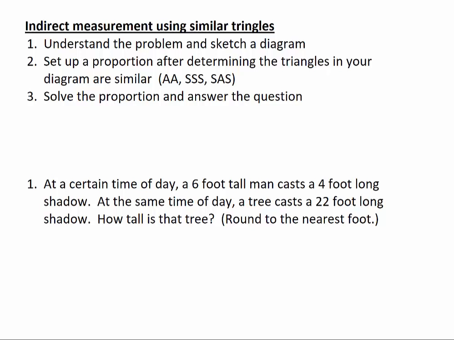The first thing you need to do anytime you're doing any kind of problem is make sure you understand the problem, and in these problems we're going to definitely sketch diagrams. The second thing we're going to do, because similar triangles are proportional, is set up a proportion after we determine the triangles are similar. And remember, when we determine if triangles are similar, we need to use AA similarity, SAS similarity, or SSS similarity. So those are our 3 strategies for making sure that we can actually set up a proportion. And then the last thing we're going to do is solve the proportion and answer the question.